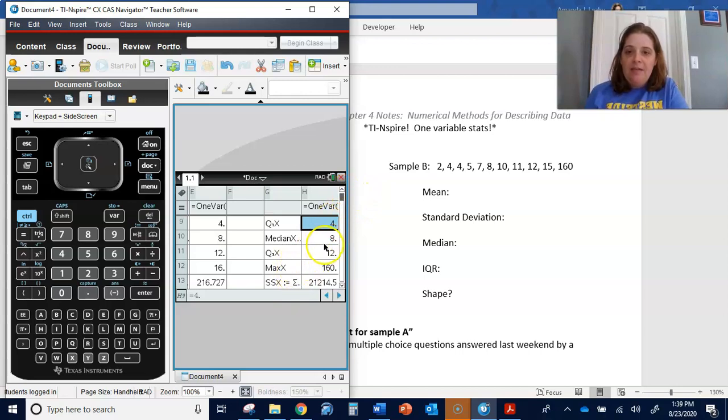I can see my median here is also 8. My Q3 and Q1 are still 8 and 4. That gives me a difference of 8. My standard deviation now is huge, 46 instead of 4.6. And my mean of this second set of data is 21.6.